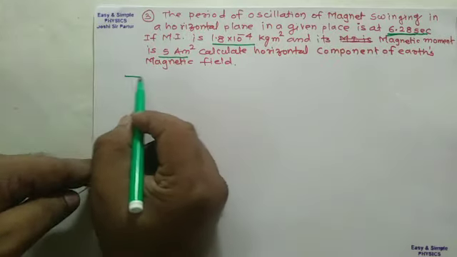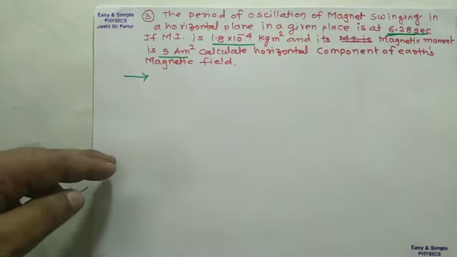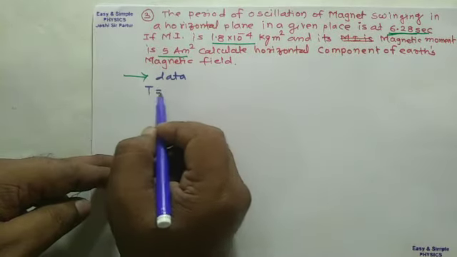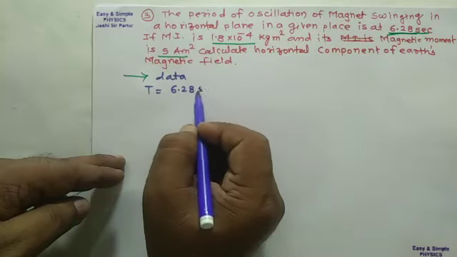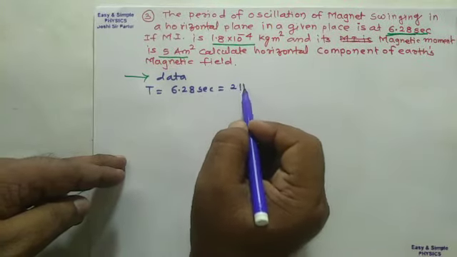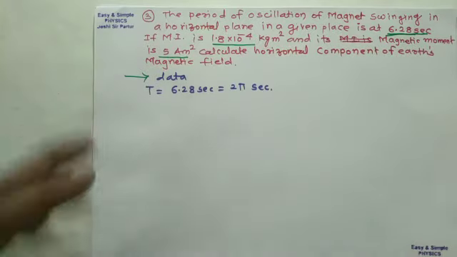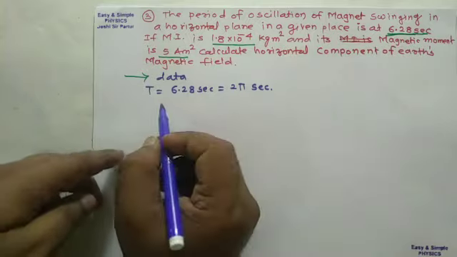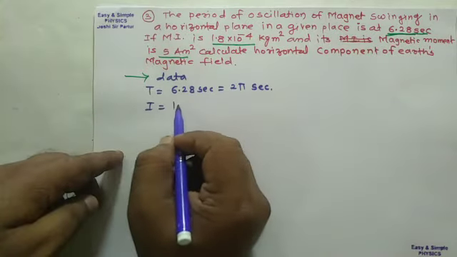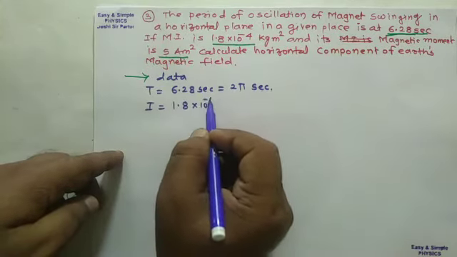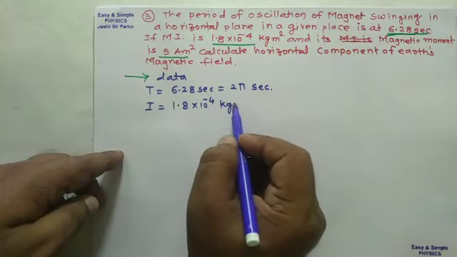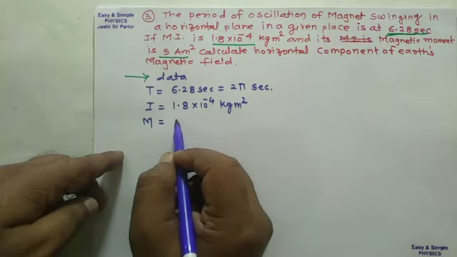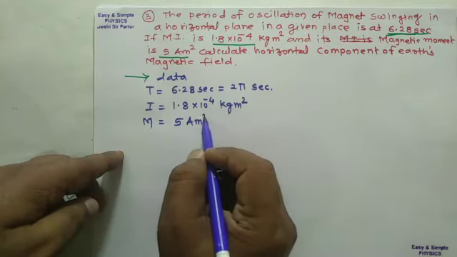So here we can write the data. The time period is given as 6.28 second, that means 2 pi second. We can write directly 2 pi second. Moment of inertia is 1.8 into 10 to the power minus 4 kg meter square. Magnetic moment capital M is 5 ampere meter square.